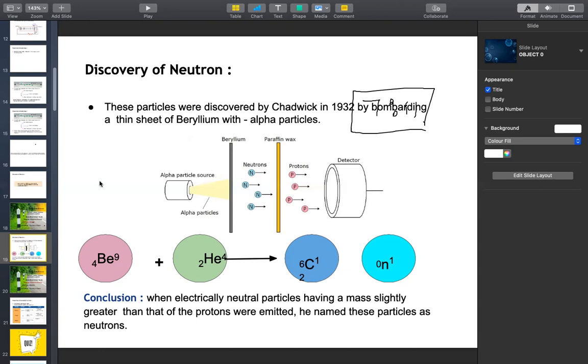There were fast moving alpha particles. When they were bombarded, these particles were emitted. Understood? So now these three particles, the use of paraffin wax I will tell you later. Now see what happened. Now three particles were discovered. Which three particles have been discovered so far? Tell me fast.